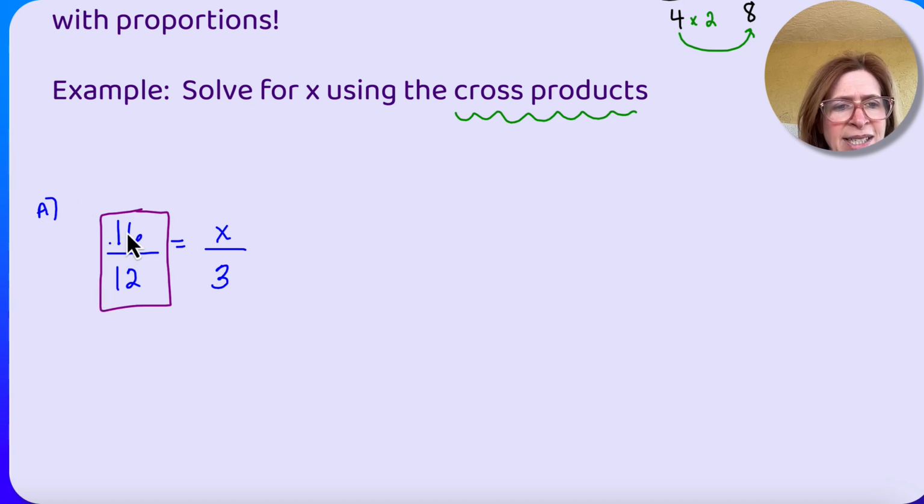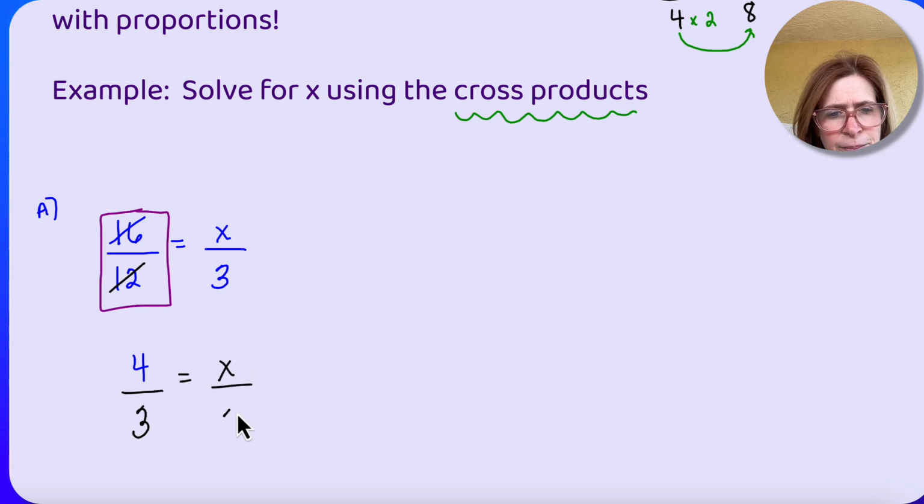So I'm going to divide 16 by 4, and that would give me 4. And I'm going to divide 12 by 4, which would give me 3. Okay, so now if I use the cross products, now I can kind of see that the answer is going to be 4, but I'm going to use the cross products here.